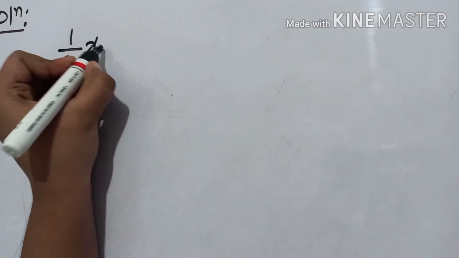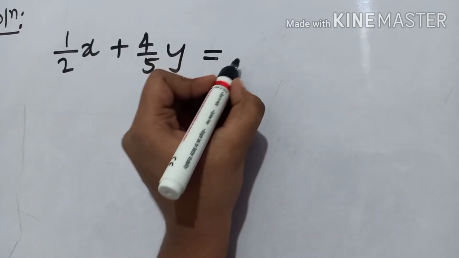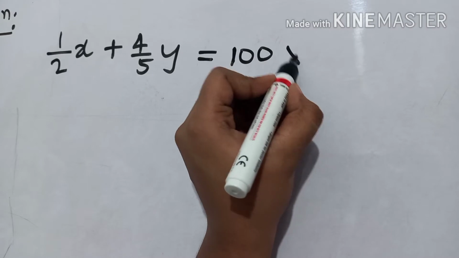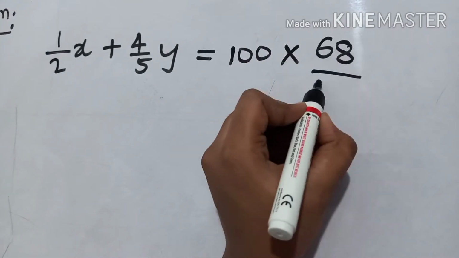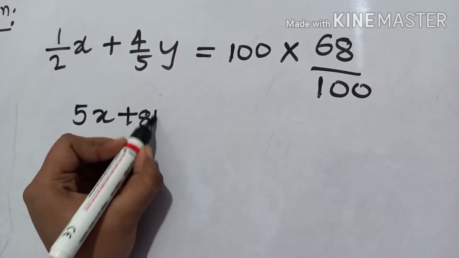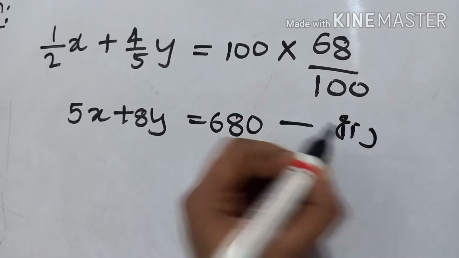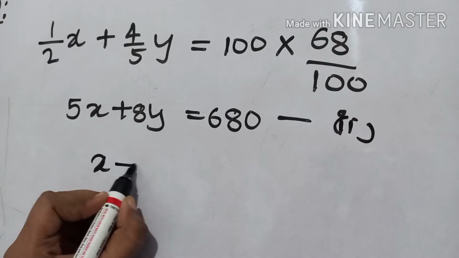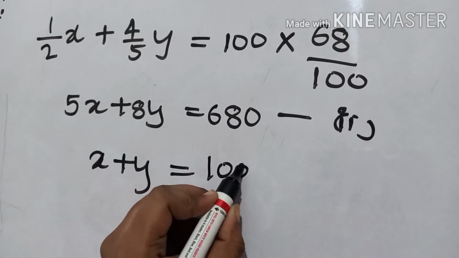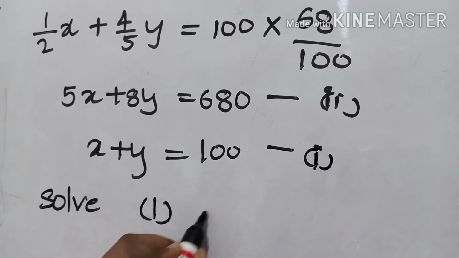Now given that together they make 100 ml of 68% solution. So 1 by 2 of x plus 4 by 5 of y is equal to 100 into 68%, so 68. That gives us 5x plus 8y is 680, which will be the second equation. Now our first equation was x plus y is 100. Now solve 1 and 2.